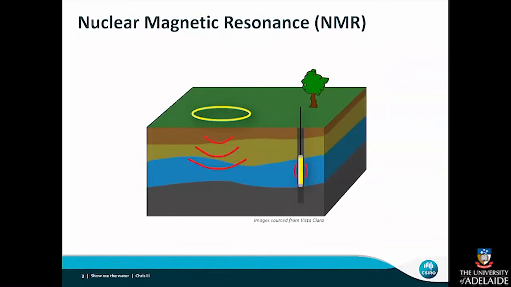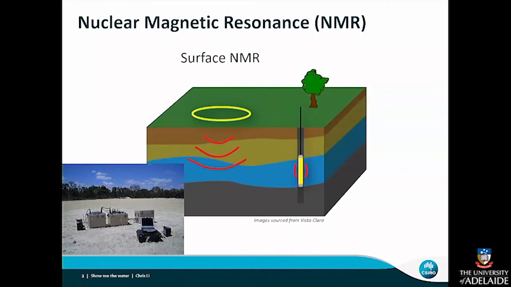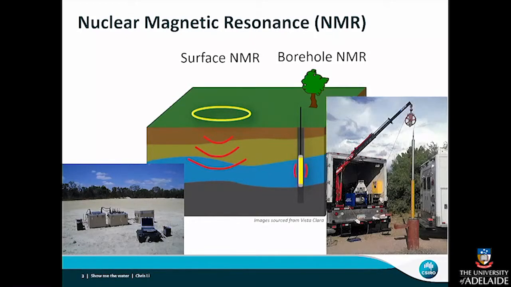This technique has got a slightly different name called nuclear magnetic resonance, NMR. And there are two types. The first type is the surface NMR, where you put cables on the ground surface to do measurements. And it is great because you don't need to have a drill hole. The second type is the borehole NMR, which is also great because it can give much better data quality and resolution compared to the surface NMR. So each of them has pros and cons.